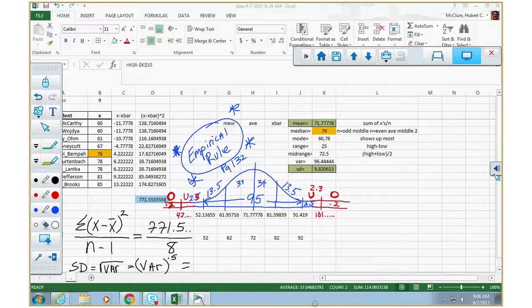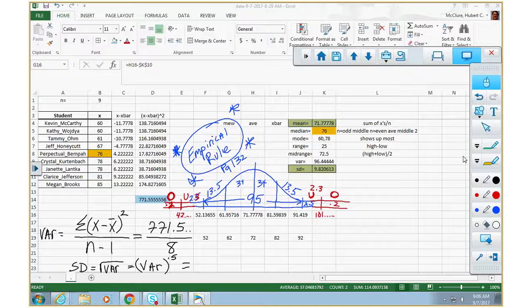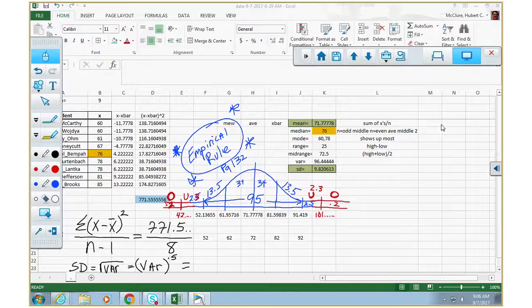I'll put that out here. Let's put it right here. I'll move this over here. Five number summary consists of the mean, first quartile, second quartile, the third quartile, and max.